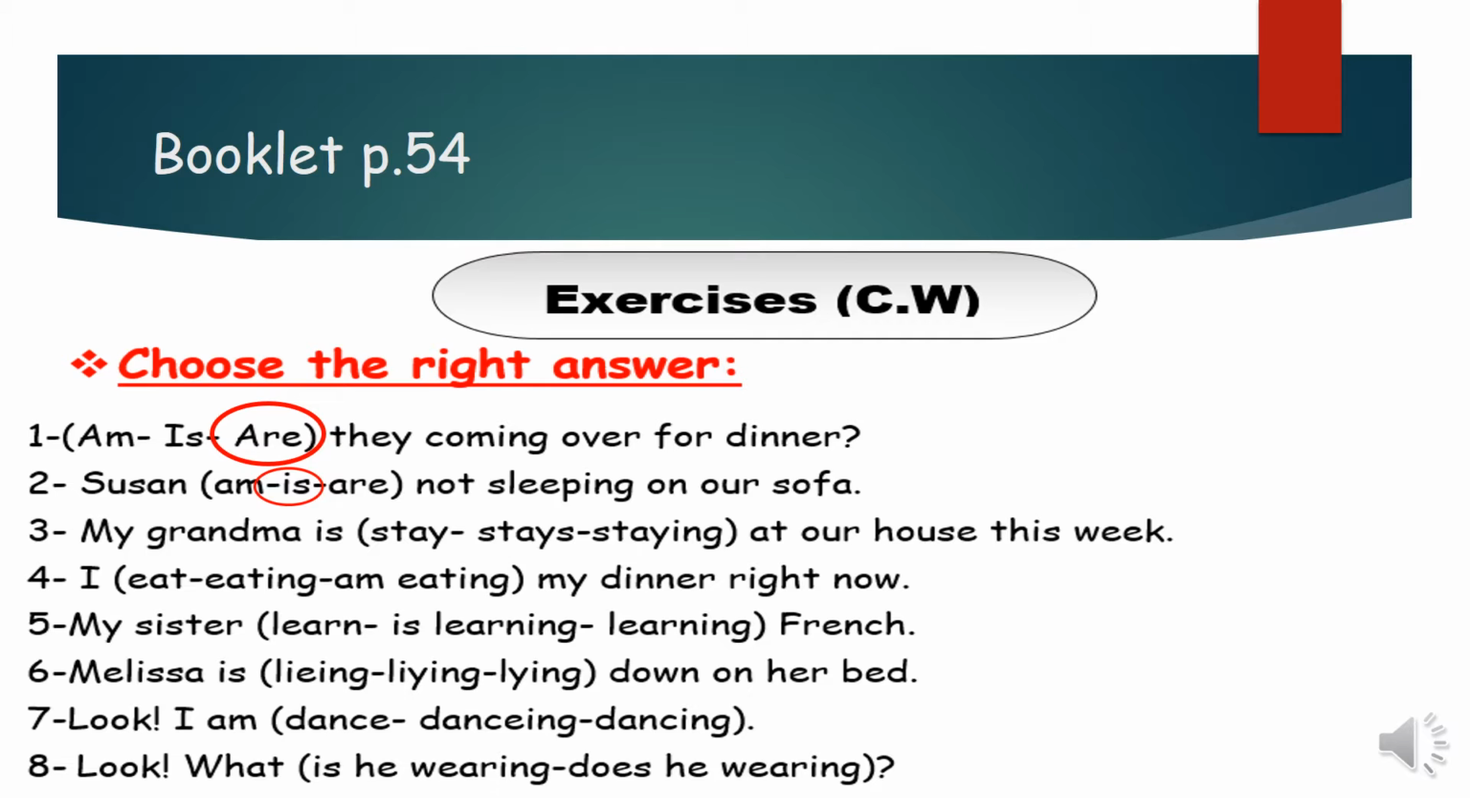Number 3. My grandma is staying at our house this week. It's present continuous. Why? Because I have is here and this week. So, is staying at our house this week. Okay, number 4. I eat or eating or am eating my dinner right now. Something I'm doing now. So it's present continuous.